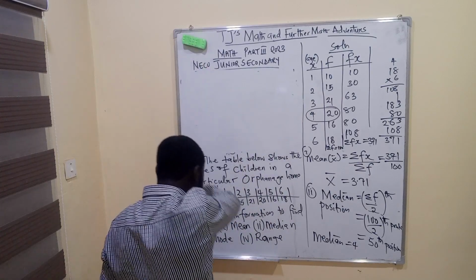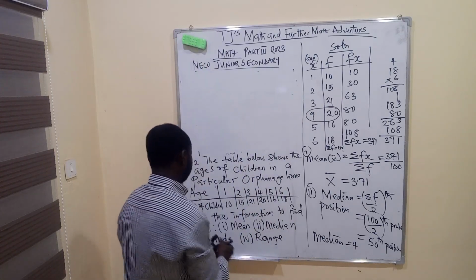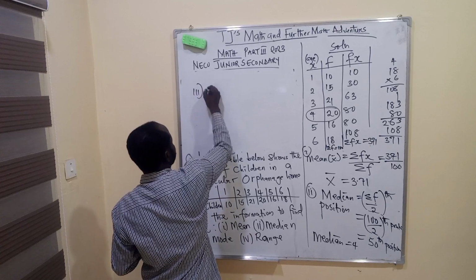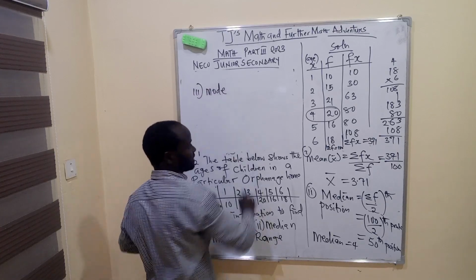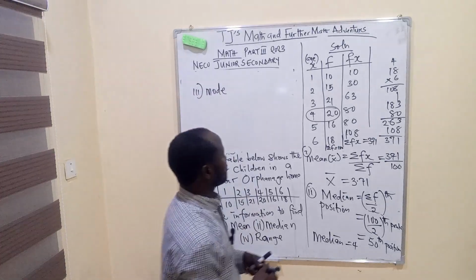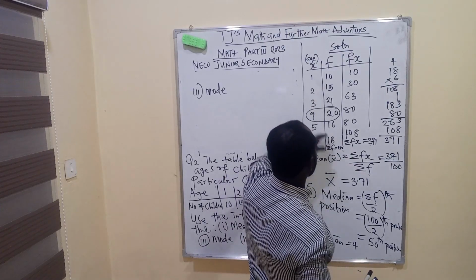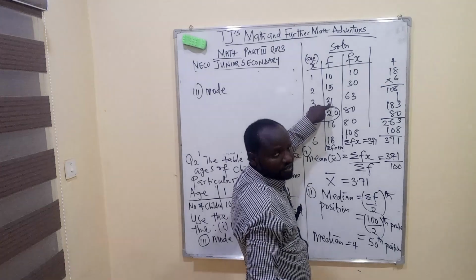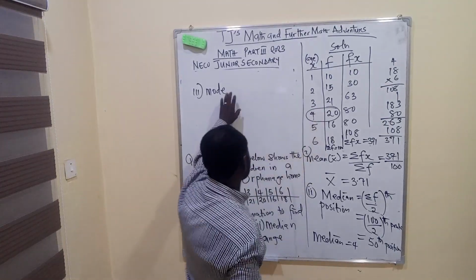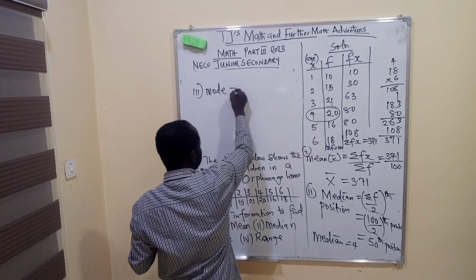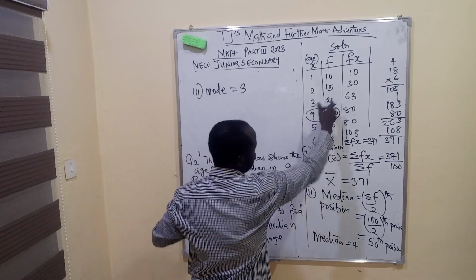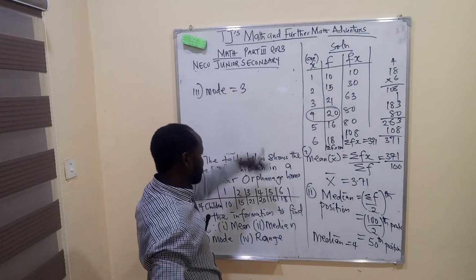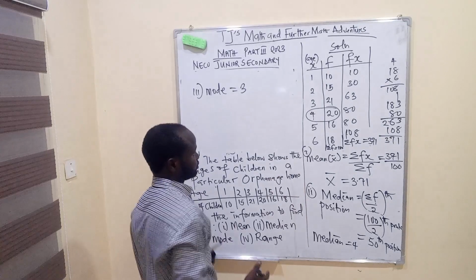The remaining parts, the mode, that's number 3 now. Mode is the number that appears more often. Which number has the highest frequency here? Of course, 3 appears 21 times. So 3 is the mode. So the mode is 3 because 3 appears 21 times. So 3 will be the mode of this distribution.